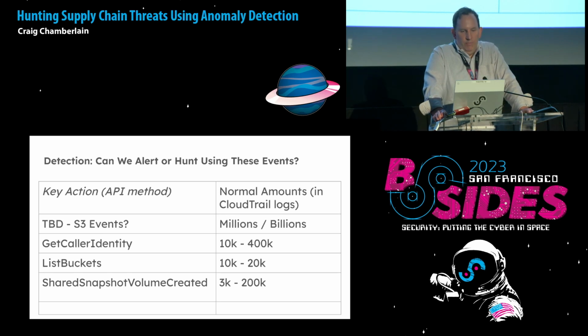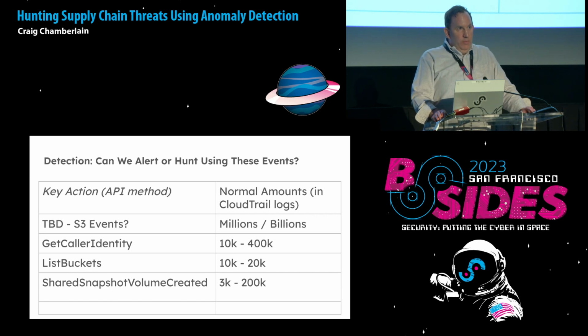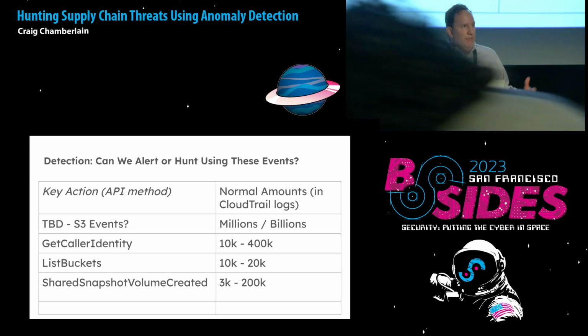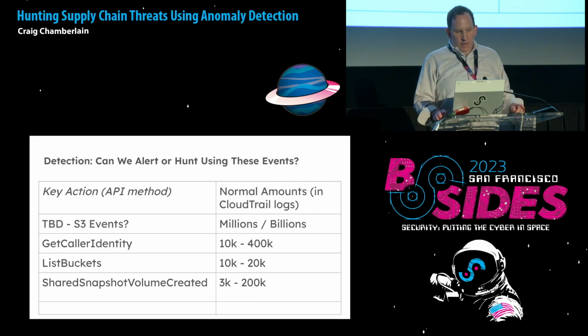So get caller identity is sort of like, who am I? And as you can imagine, you could have similar issues alerting on that as you might have alerting on who am I in a heavily automated environment where that's used extensively. I'm looking at CloudTrail data here, which is what I've been focused on, but get caller identity may exist in hundreds of thousands of instances of that action in the logs at any given time. List buckets is usually in the tens of thousands, and shared snapshot volume created can range. It can be a few thousand, but it can also get up into the hundreds of thousands. Anybody know why?